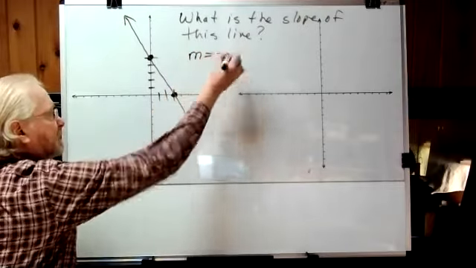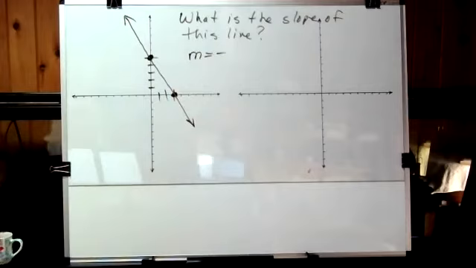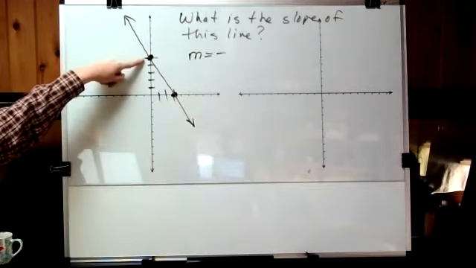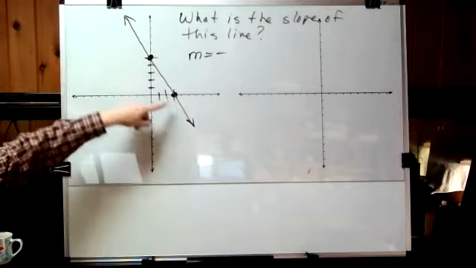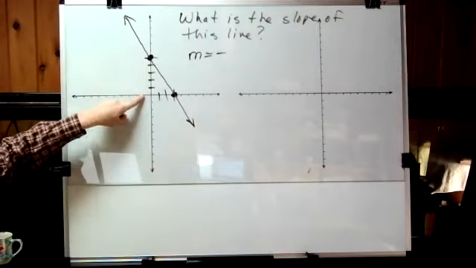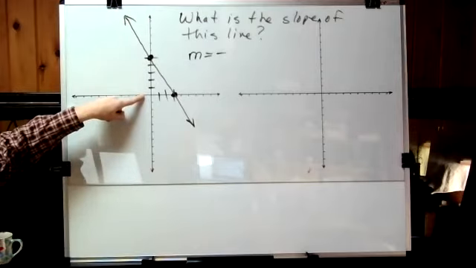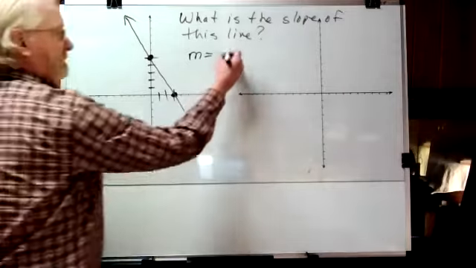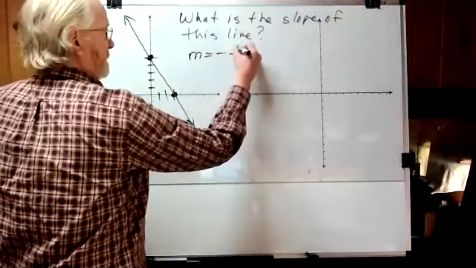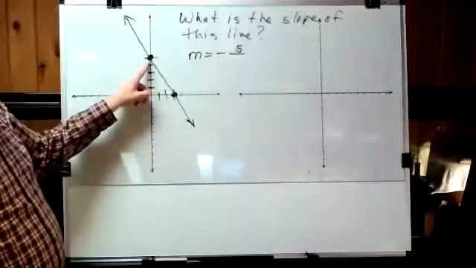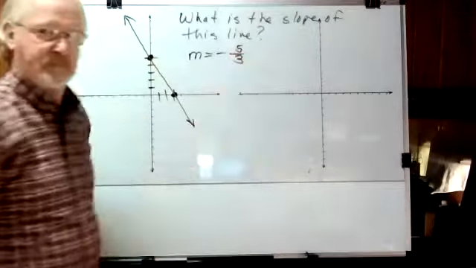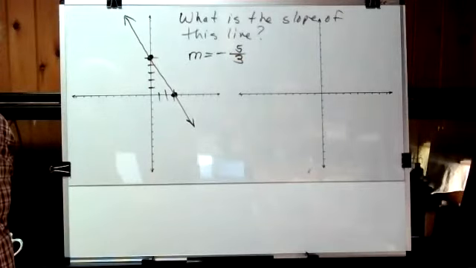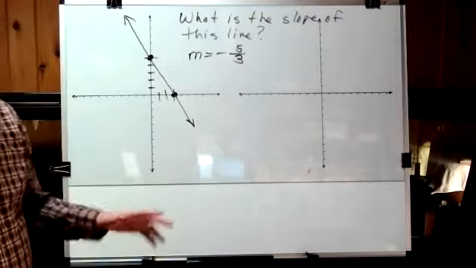All right, going downhill. If you think from here, how many Y's did I change to get to this one? Just counting the squares, I went down 5. And how many X's did I change to go from here over to here? 1, 2, 3. So look for good intersection points.